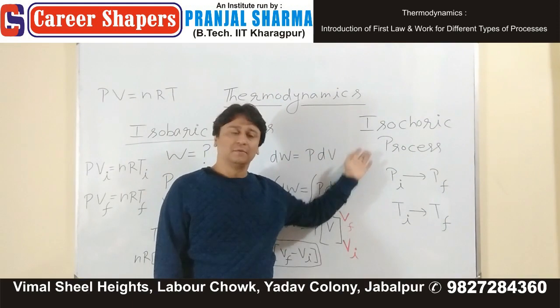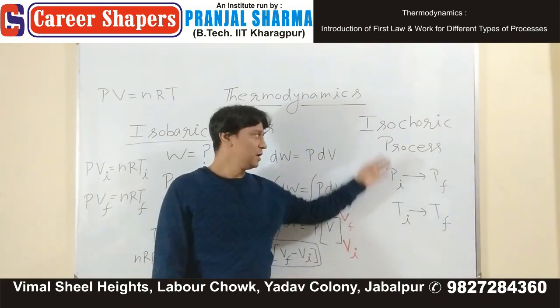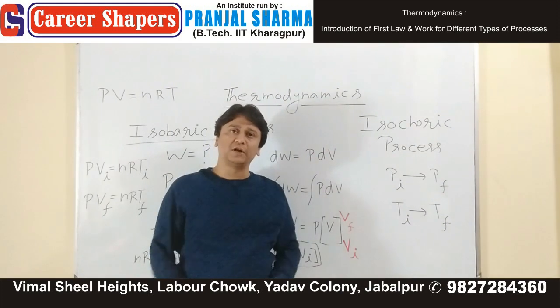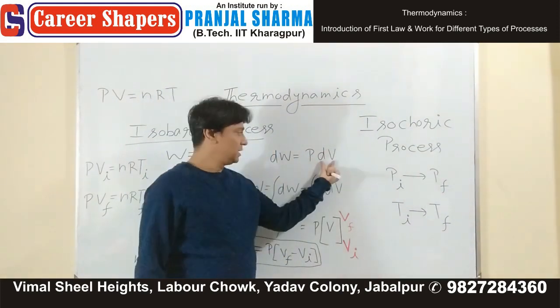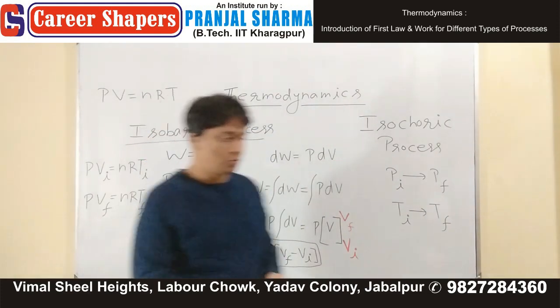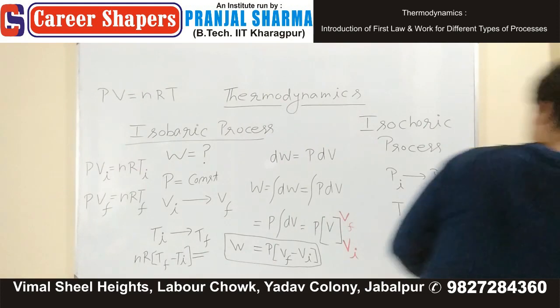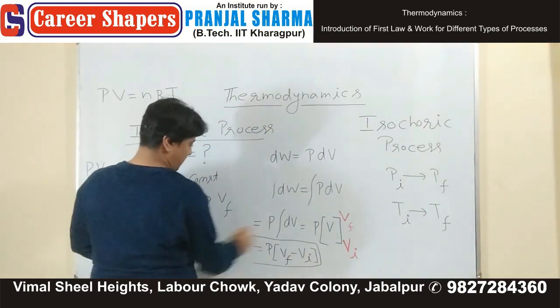Isochoric. This is just for your confusion only, to create confusion. What is isochoric? Constant volume. Constant volume means what is dV? 0. Khatam. Work done is also what? 0.